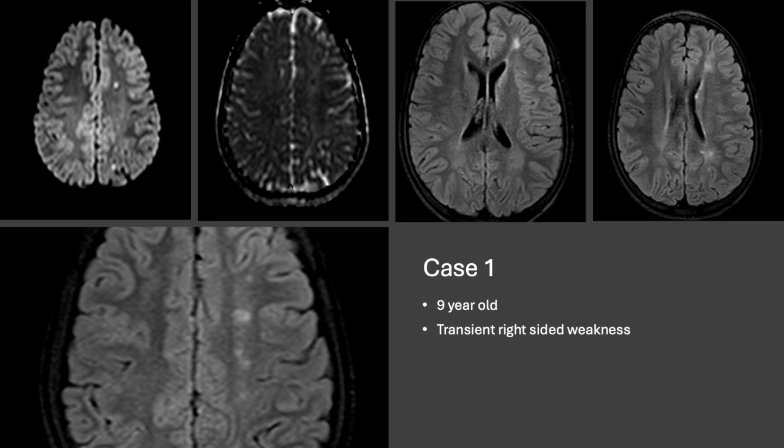This is a 9-year-old who was presenting with episodes of transient right-sided weakness. Now, as you can see here, there are areas of chronic established ischemic damage within the left internal watershed regions, with a couple of foci that demonstrate acute diffusion restriction with corresponding low ADC values. And you can see this classic distribution of internal watershed.